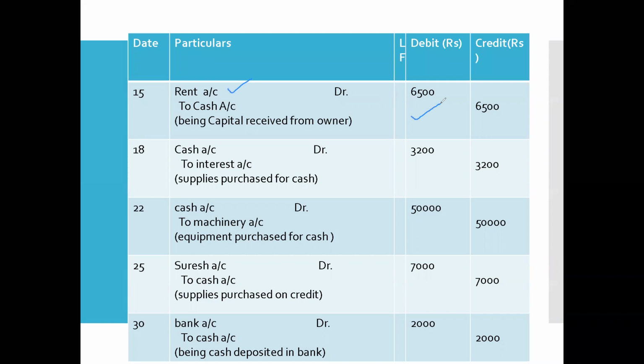Interest received for 3,200. Now here interest is being received, so interest is the income. So credit all incomes and gains. To interest, what is being received? Interest is being received in the form of cash or bank. So cash account debit to interest account for 3,300. And here we write whatever the explanation for the transaction is, being capital received from owner, being the interest is being paid.